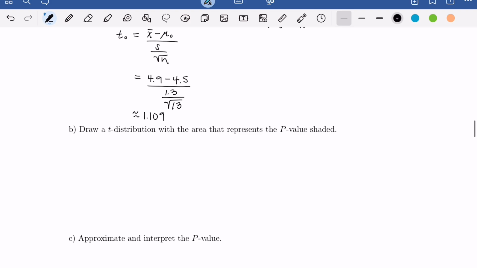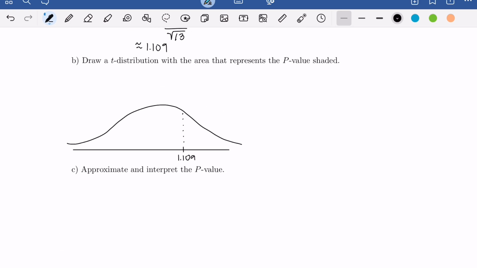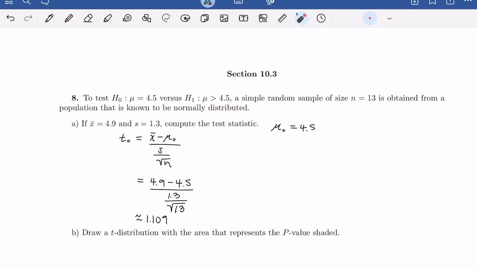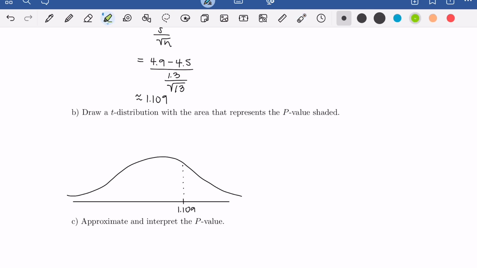For part B, we want to draw a t-distribution with the area that represents the p-value shaded. So we're going to draw our curve like that. Let's make it a little bit nicer. Like that here. Let's say our test statistic is somewhere around here, 1.109. Now notice, going back up to our hypotheses here, we're looking at a right-tailed test since we have this greater than sign. So the area that represents our p-value is going to be everything to the right of this 1.109.